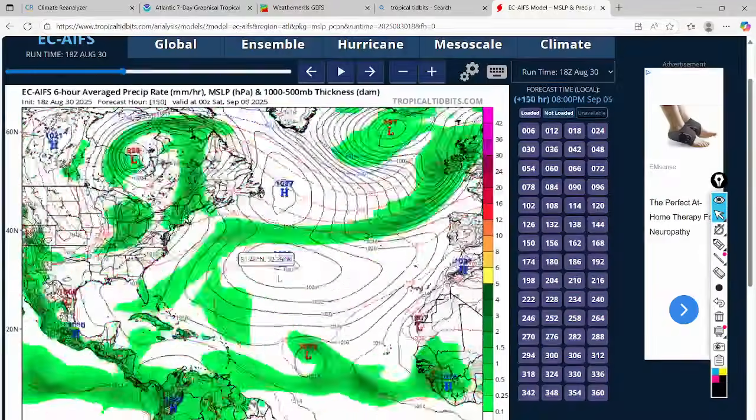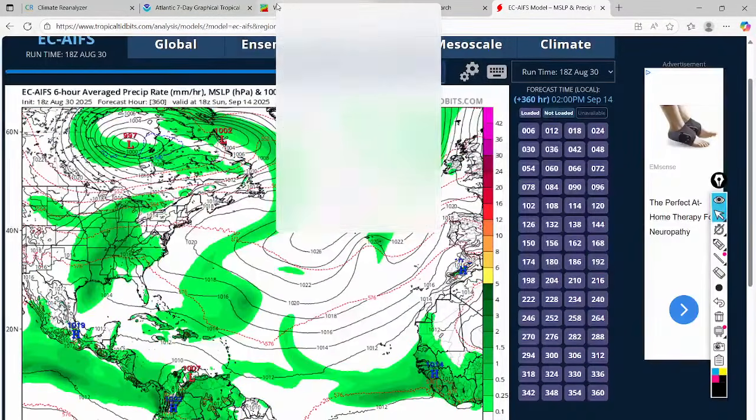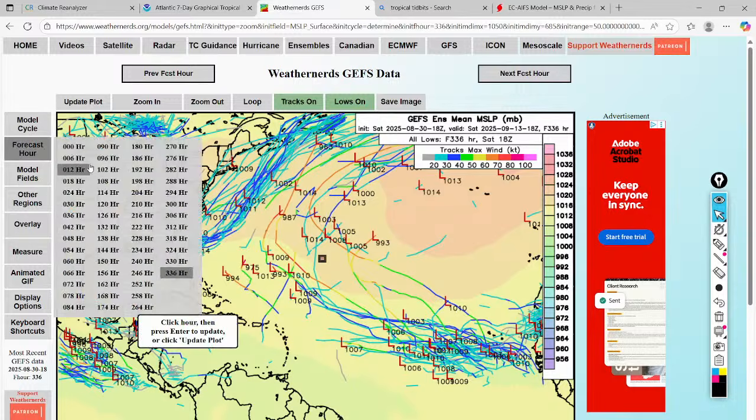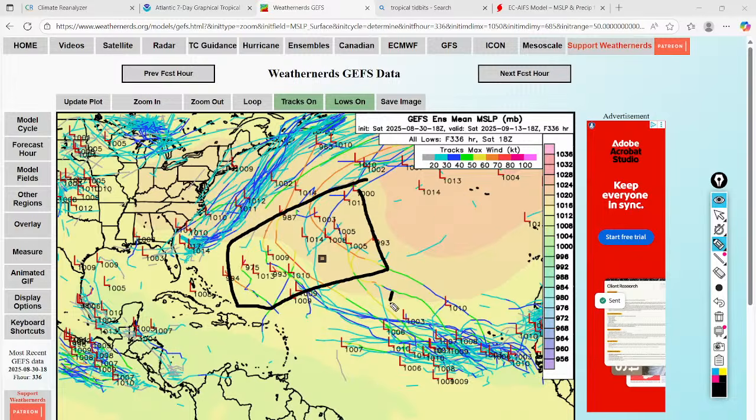But generally, nothing too much to really speak on, even with the European AIFS. When we take a look at the GEFS here, there's nothing really to talk about. We see potential development here out of that next system, and then we also see another tropical wave behind it. That's the one that the 18Z GFS is showing. And then we do see a few ensembles here in the Bay of Campeche, Gulf, and Caribbean. Something to also watch.